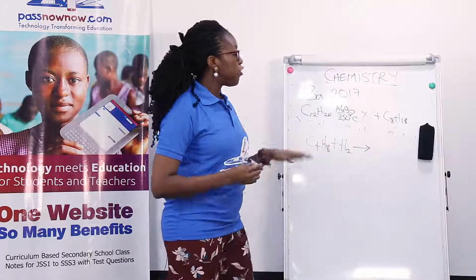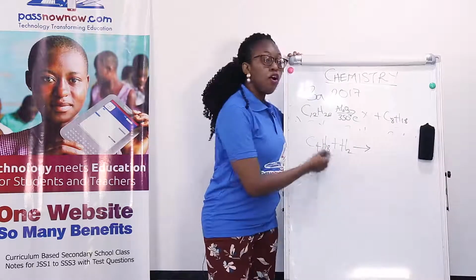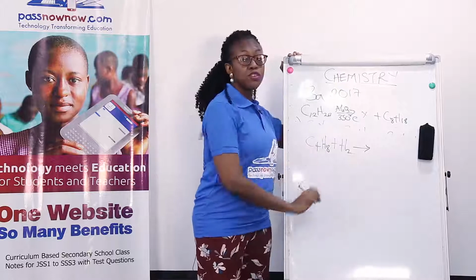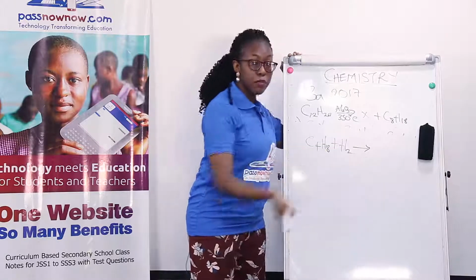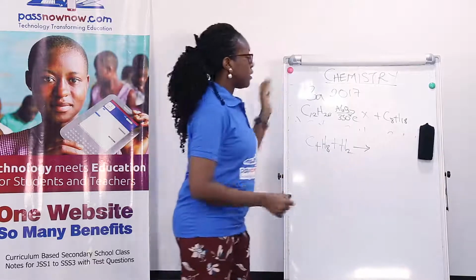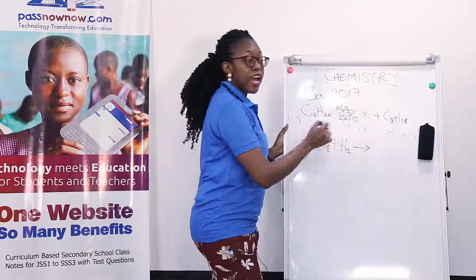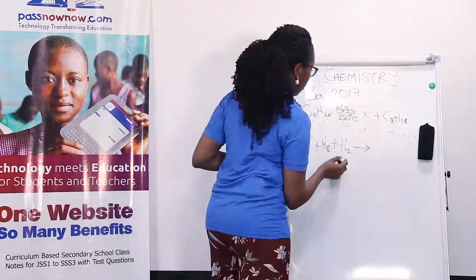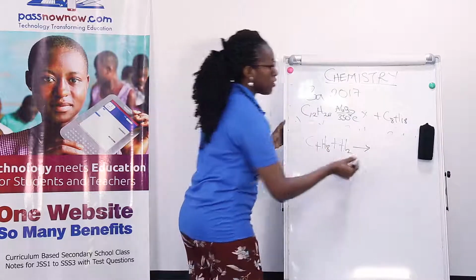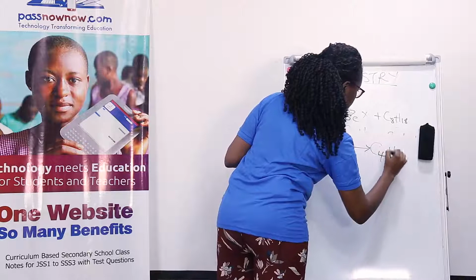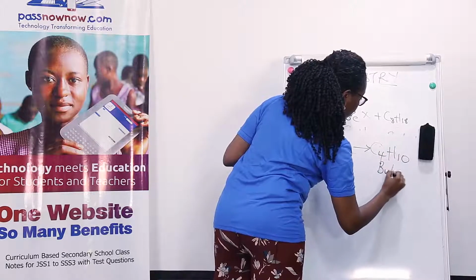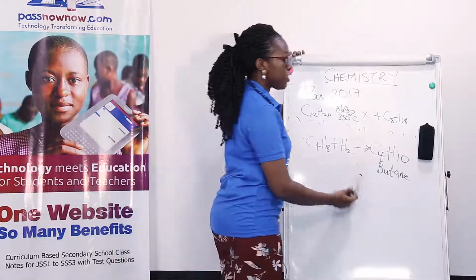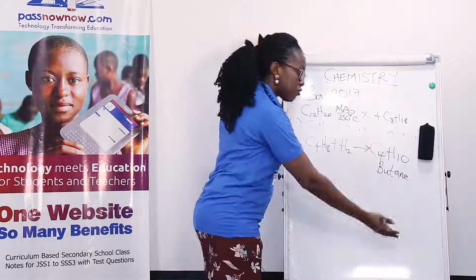Now, we know that alkenes are unsaturated hydrocarbons, and hence they will undergo addition reactions to form saturated hydrocarbons called alkanes. This is a hydrogenation reaction, which is an example of an addition reaction. So this will react with this to give us butane. Butene will react with hydrogen to give us butane, which is a saturated hydrocarbon.